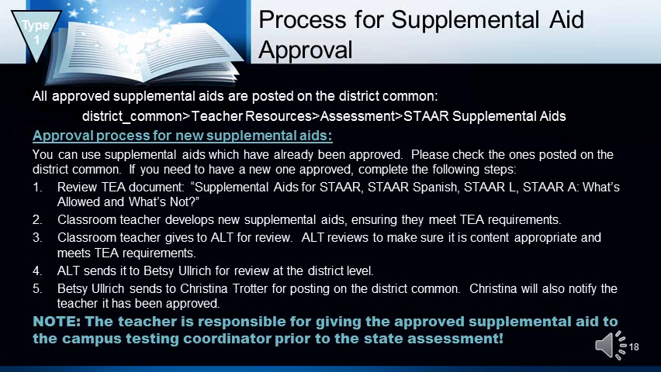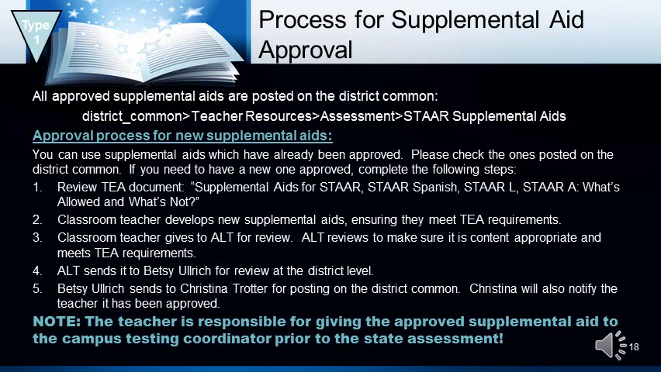If you do want to use a supplemental aid that is not already posted on the District Common, please follow these steps. First, review TEA's document titled Supplemental Aids for Star Spanish, Star L, Star A, What's Allowed and What's Not. After reading this document, the classroom teacher will develop the supplemental aid. Once the classroom teacher has developed it, she will give it to the ALT for review. The ALT will make sure it is content appropriate and meets TEA's guidelines.